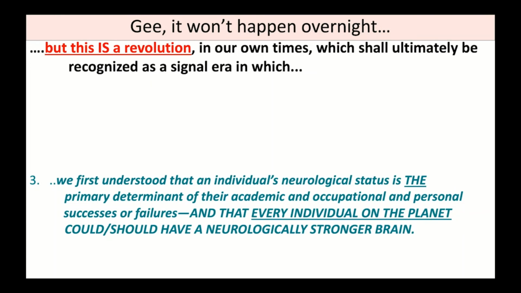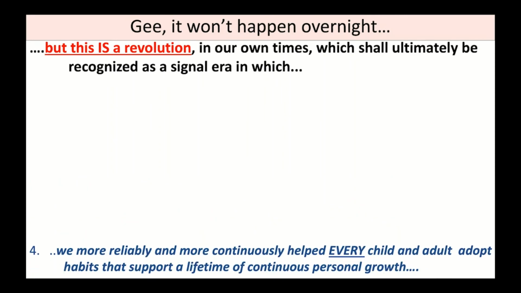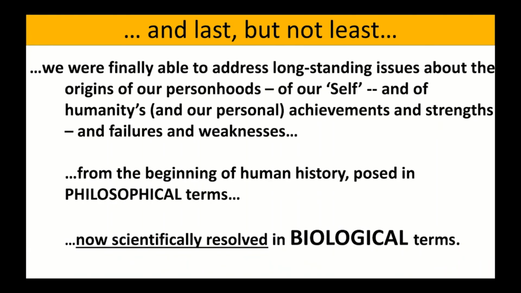This is an era in which we first understood that an individual's neurological status is the primary determinant of their academic and occupational and personal success or failure, and that every individual on the planet should have a neurologically stronger brain. We've been blaming people for things that their brain should be blamed for way too long. And finally, we more reliably and more continuously help every child and adult adopt habits that support a lifetime of continuous personal growth. You have a great gift, and your gift is the gift of the capacity to change your life and your abilities for the better. Use that gift.